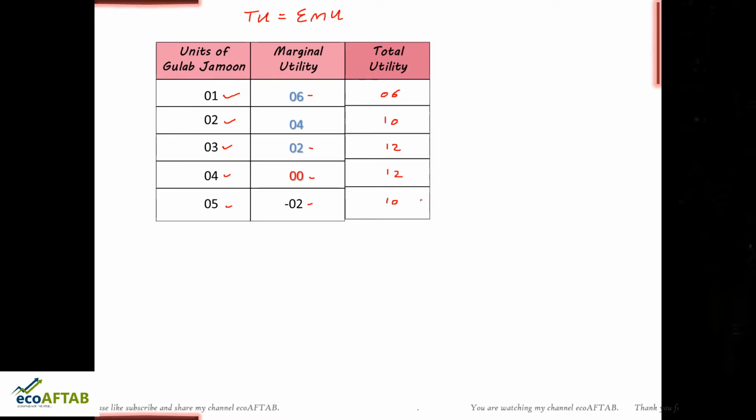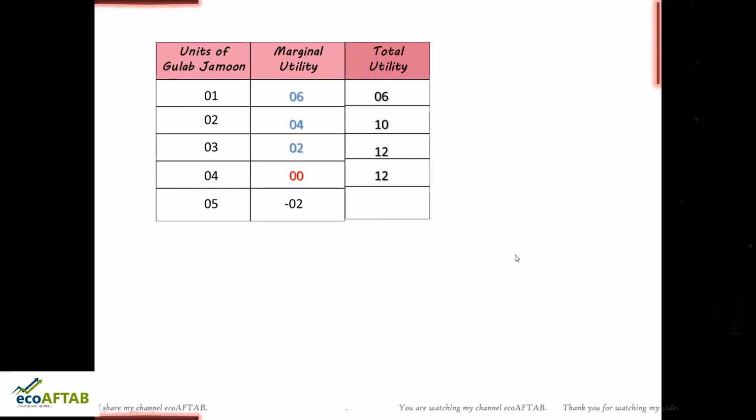So this is how we can see the relationship between marginal utility and total utility. From first unit, total utility is 6, from second unit it is 4, from 2 units the total utility is 10, from 3 units the total utility is 12, from 4 units the total utility is 12 because the marginal utility is 0, and from the last unit his total utility reduces from 12 and it becomes 10. 12 minus 2, that is 10. So this is the tabular presentation of the law of diminishing marginal utility.